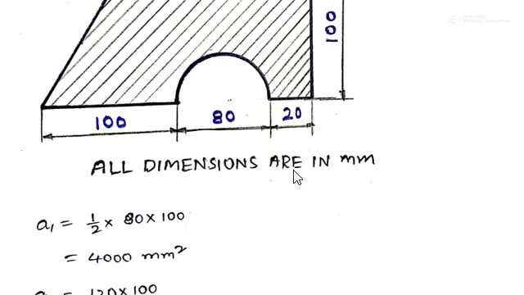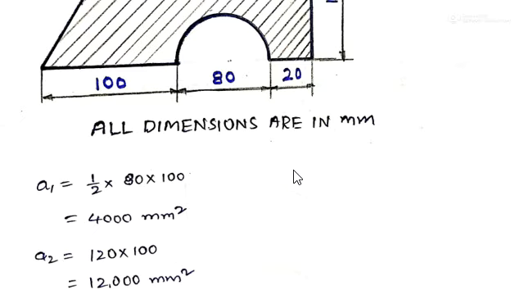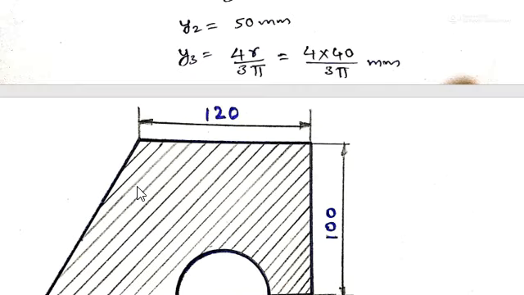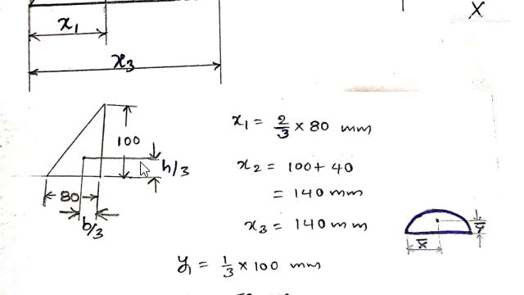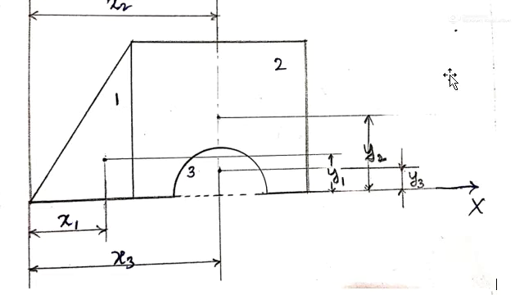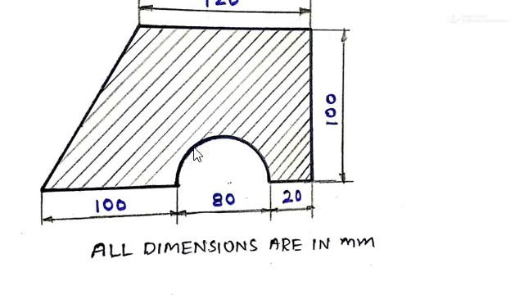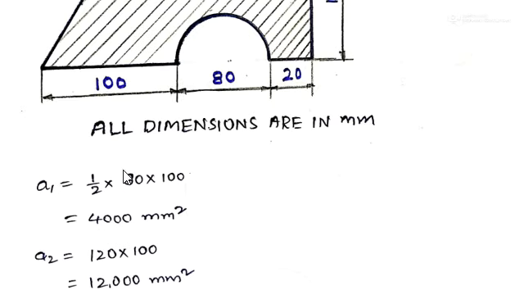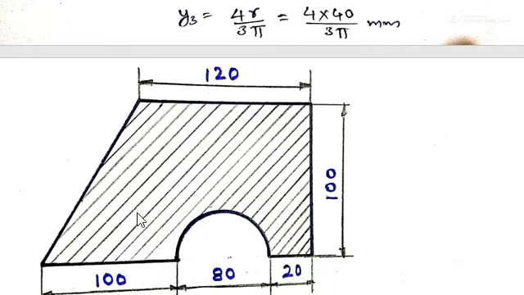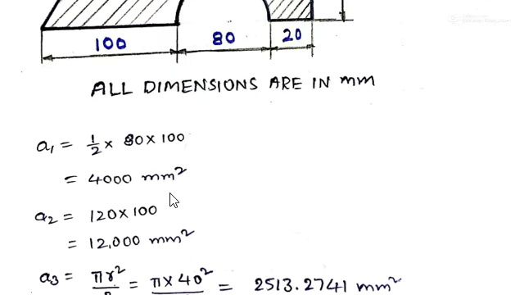Next we have to find the areas also. A1 is the area of the first figure, that is the triangle here. The base is 80 and the height is 100. We know the area of a triangle formula is half into base into height, so half into 80 into 100. If you simplify that, we get A1, the area of this triangle, as 4000 mm square.